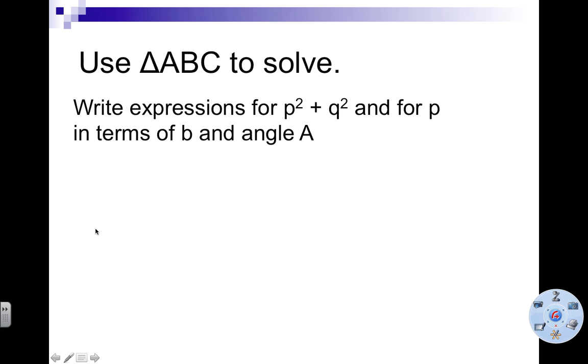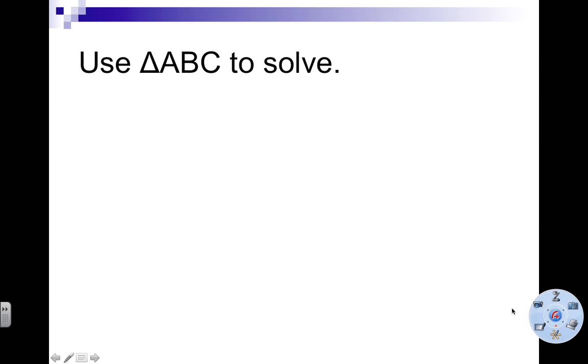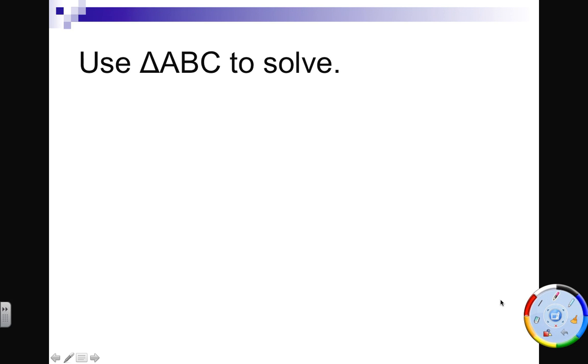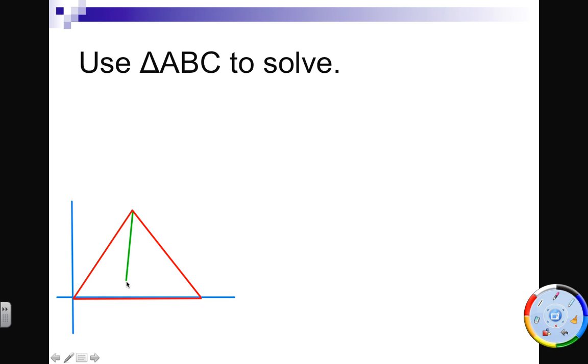So we're going to start with, it'd be helpful if I drew a triangle, an XY axis, basically. And we are going to draw a triangle, like so. We're also going to draw a height in here.